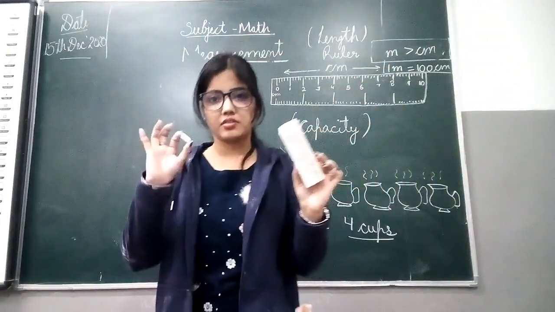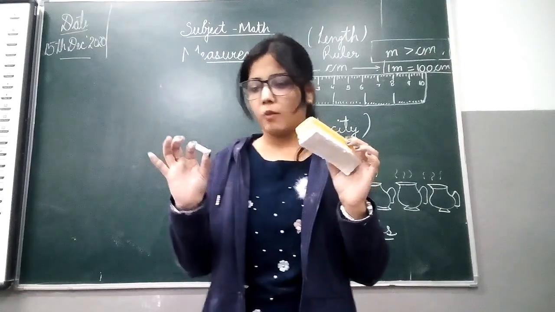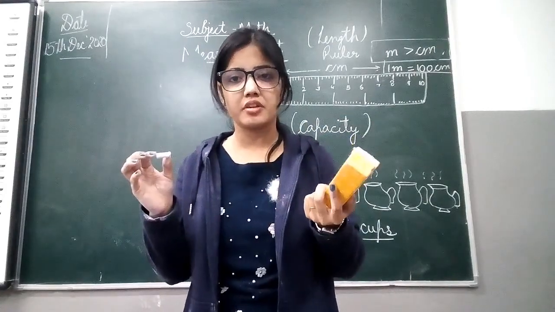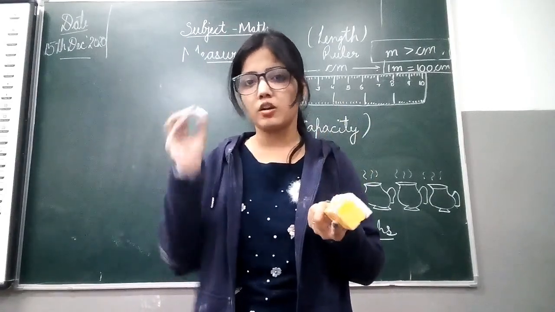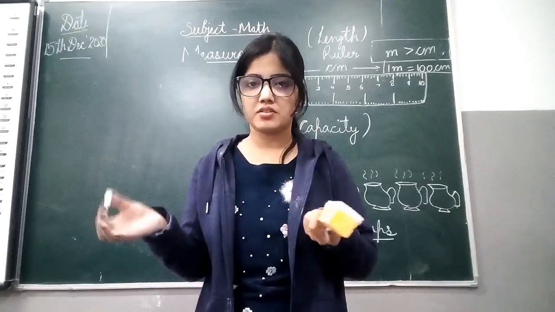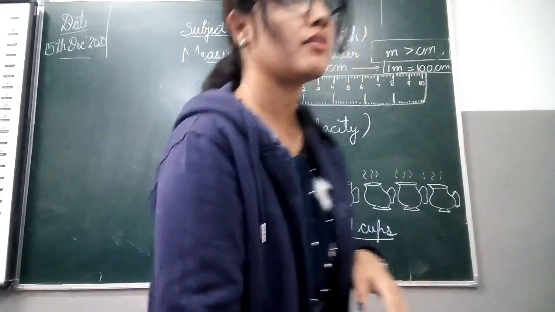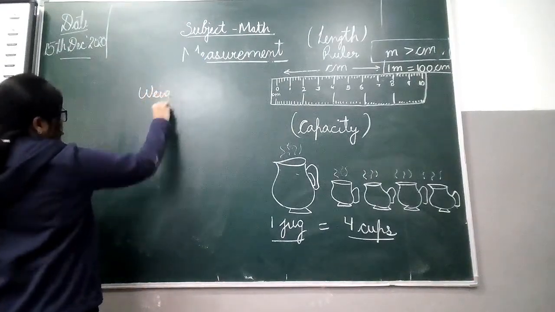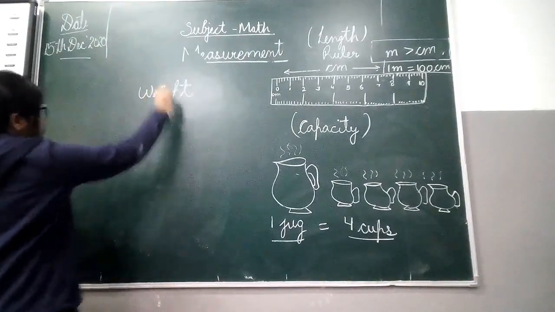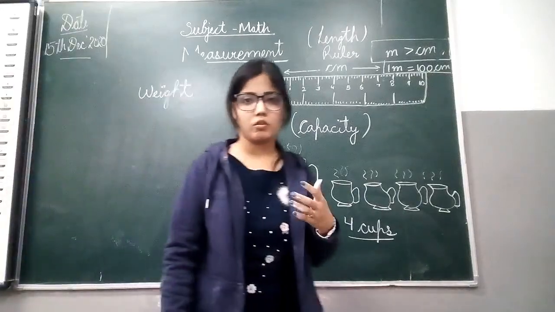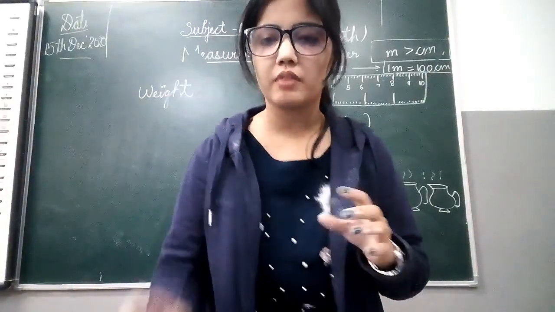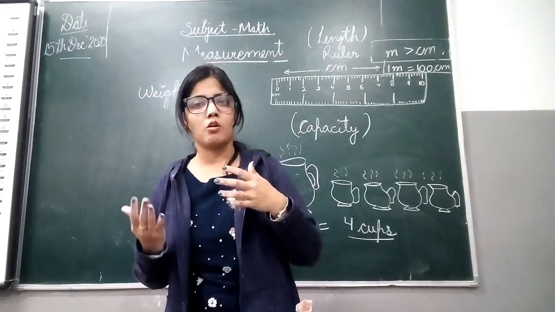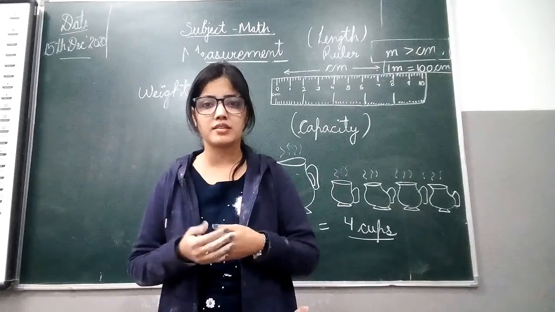And if I have a duster and this is a chalk, which object is heavier? Is the chalk heavier or the duster heavier? The duster is heavier and the chalk is lighter than the duster. So by this we can find out the weight. This is just one method of identifying which object is heavier and which is lighter.